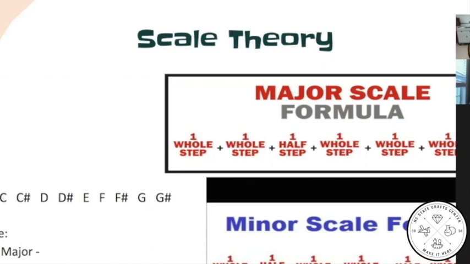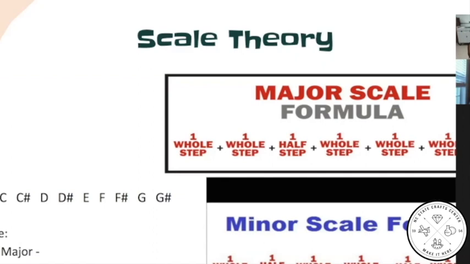From C, we go to D. That's one whole step. Another whole step will take us to E. And then next in the formula is a half step. We go to F. Then we go another whole step to G, another whole step to A, and then another whole step to B. And then if you want to return to the octave, you would take a half step and come back to C.